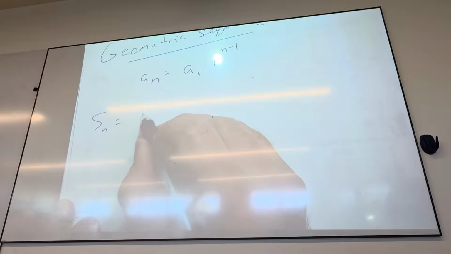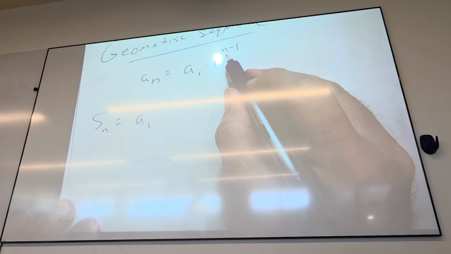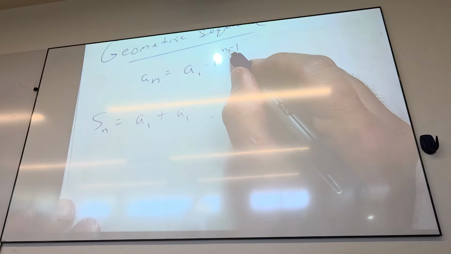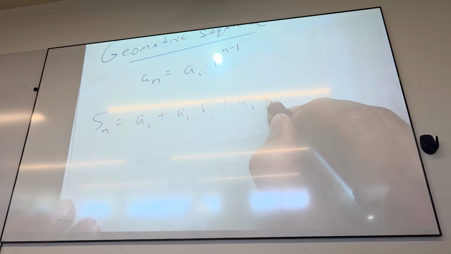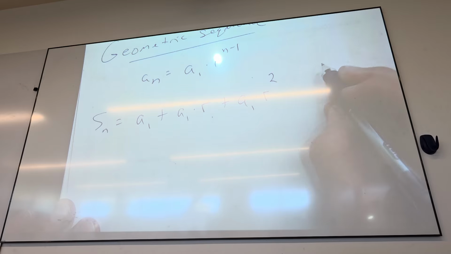what would Sn be? Well, let's see, A1 is A1, yes? Because when I plug a 1 in, I get R to the 0. What's A2 going to be? Times R, right? What's A3 going to be? R squared, yes? Is that cool? Up to what?